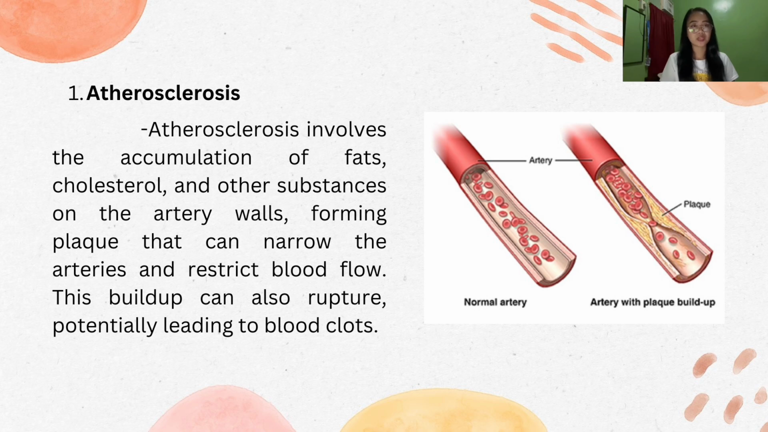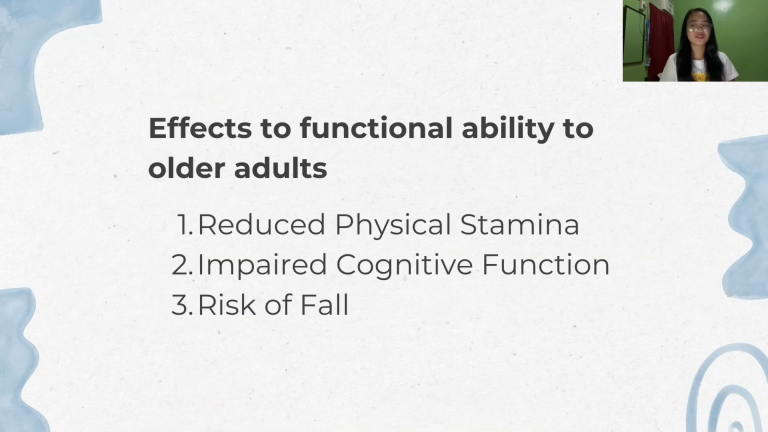It is a buildup of plaques that restrict blood flow over time. Once these plaques rupture, it causes blood clots, which then impair the normal flow of blood. Atherosclerosis may cause chest pain or pressure, though symptoms often do not appear until arteries are significantly narrowed or blocked. Now, moving on to its effects on the functional ability of older adults.